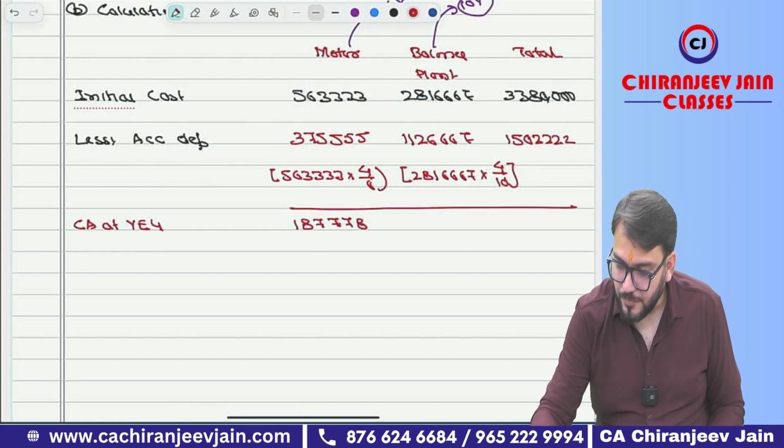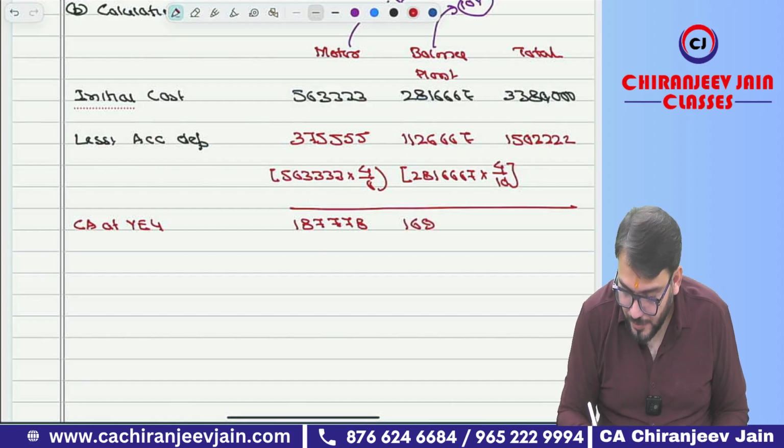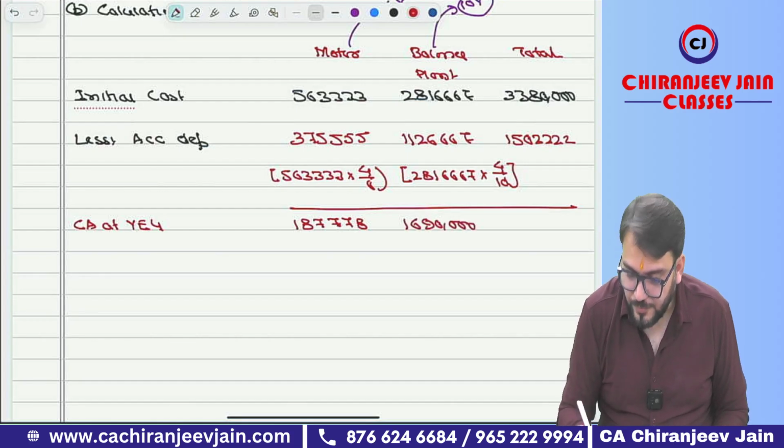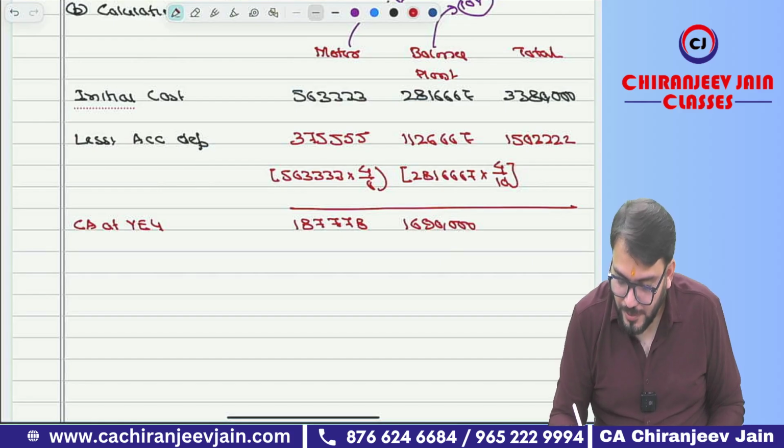Then 28,16,667 minus 11,26,667 is equal to how much? 16,90,000. And this becomes 33,80,000 minus 15,02,222. It becomes 18,77,778.